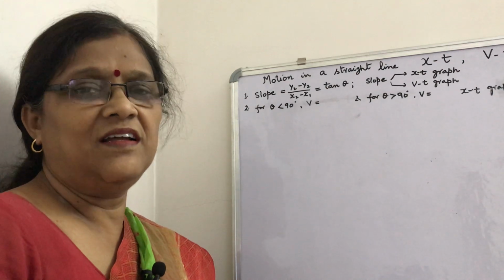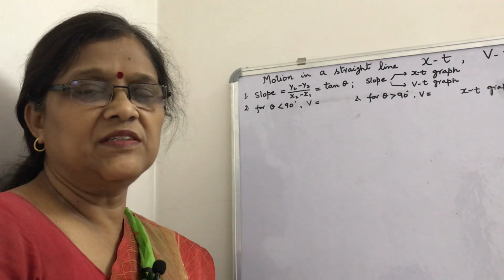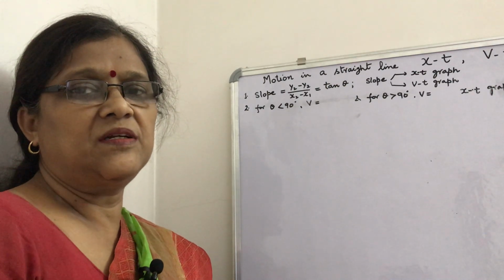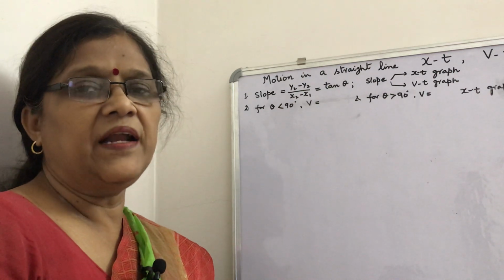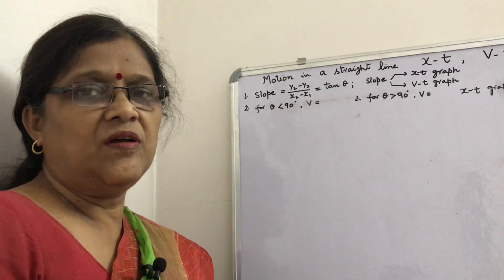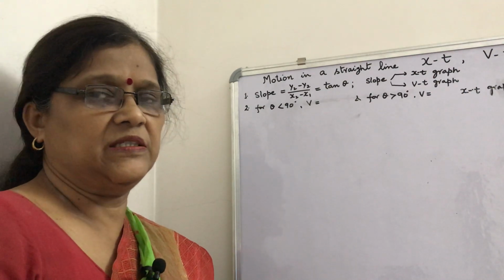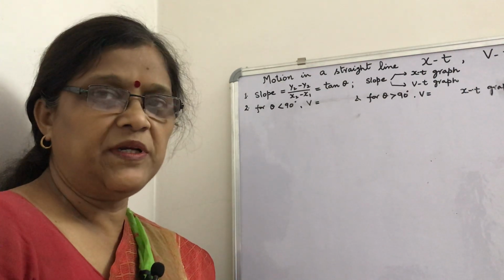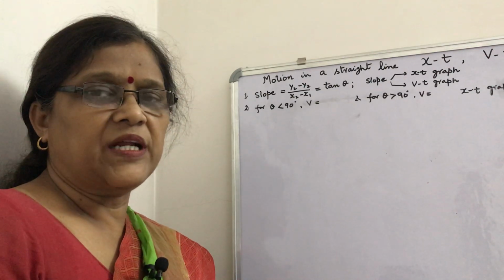Welcome to my channel. Today in class 11th motion in a straight line topic, we will discuss various graphs between position-time, velocity-time and acceleration-time. How the position varies with time, and position is the distance or displacement which varies with time. We will start from the position-time graph.